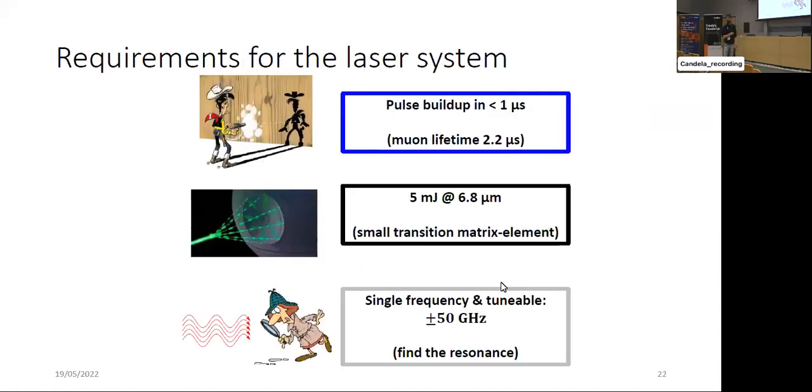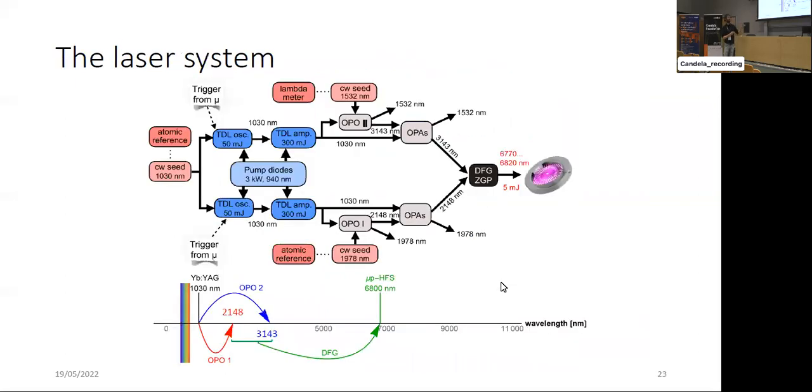Very briefly, the requirements for this laser system. It has to be very fast because we're dealing with muons, and they decay. It has to deliver a large pulse energy at this strange wavelength, 6.8 microns, and of course be tunable to perform spectroscopy. The combination of all this means that you cannot buy it. Unfortunately, we have to build it, and that's the idea.